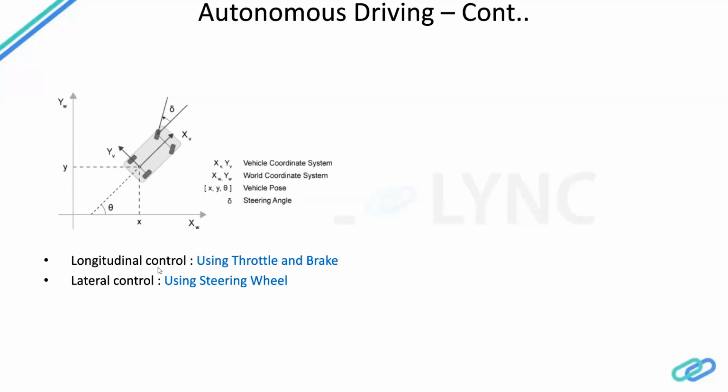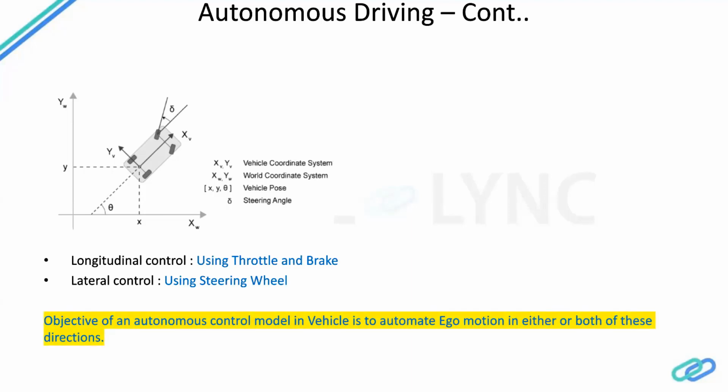So how do you control this x direction movement? Using throttle and the brake. Throttle to accelerate in the x direction and brake to stop it in the x direction, and y to steer. So positive y to steer in the left direction, negative y to drive in the negative y direction. So what is the motive of these autonomous control models? Either they can automate the movement of your ego in the longitudinal direction or in the lateral direction or in both the directions, depending upon which level of autonomous driving they belong to.